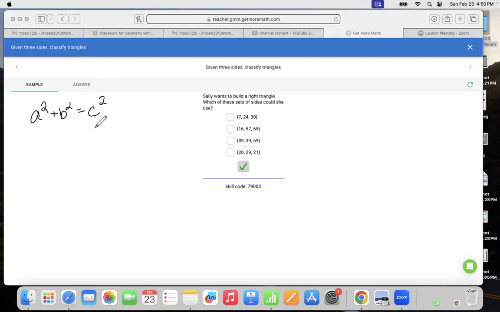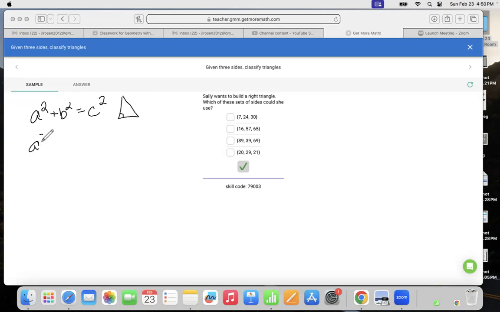But what we're looking at when we're looking at Pythagorean triples is trying to decide if we are going to have an acute triangle, a right triangle, or an obtuse triangle. I don't know if I said that. Acute, obtuse, or right. There you go. That's what we're doing. So if it looks like this, where a squared plus b squared equals c squared, that's going to be a right triangle.